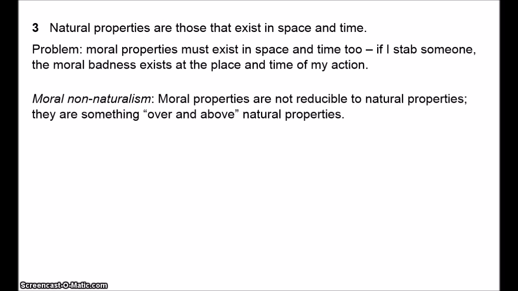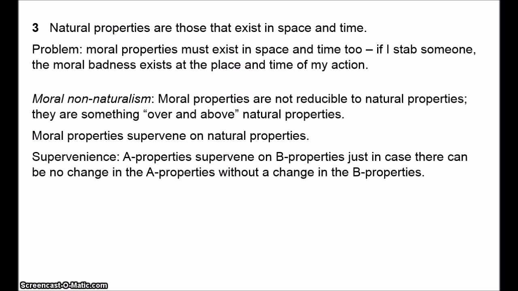The second essential idea is that moral properties supervene on natural properties. What does this mean? Well, we say that one set of properties, call them A properties, supervenes on another set of properties, call them B properties, just in case there can be no change in the A properties without a change in the B properties.